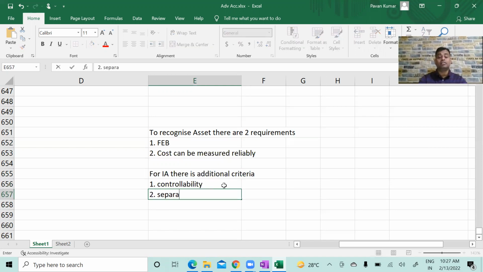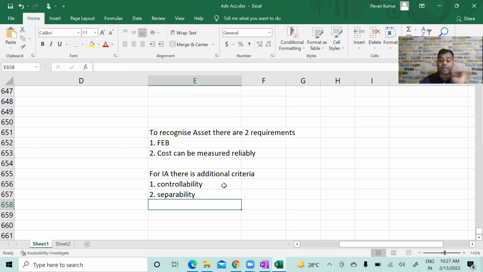One, controllability. Two, separability. Are you able to control it? Are you able to separate it? So control means basically ability to use, ability to dispose, ability to discard. If this mobile is my mobile, if I want, I can use it. If I want, I can sell it. Because I own that, I control that.